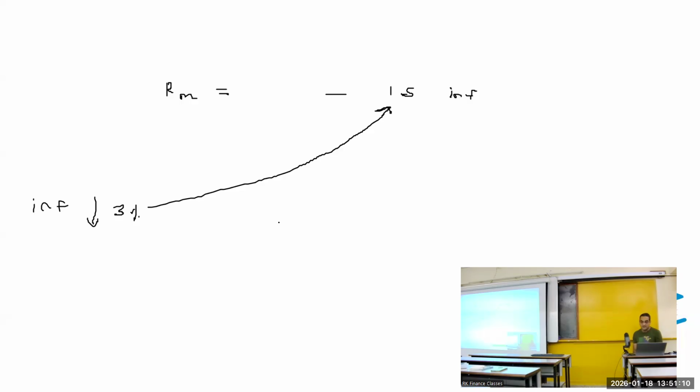So that means return of market will move by 4.5%. 3% into 1.5 is 4.5%. But in which direction? Minus sign means in the opposite direction. So inflation is down, return of market would be up by 4.5%. Check whether our answer was the same, 4.5.